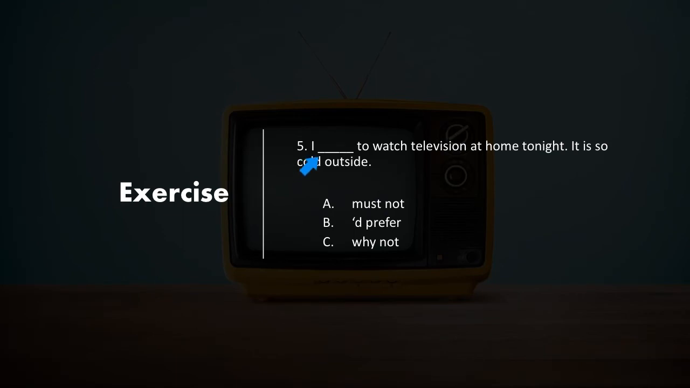Question 5. I something to watch television at home tonight. It is so cold outside. So this I is saying, I'm choosing to stay at home because outside is so cold. We are talking about a preference here. Therefore, B is the answer because B is the only modal verb talking about preferences. I'd prefer to watch television at home tonight. It is so cold outside.